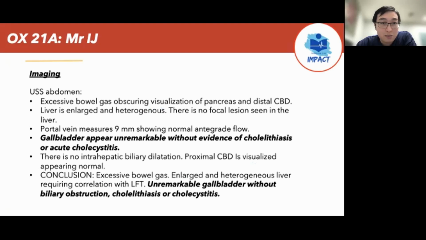Because the most common cause is gallstones, ultrasound abdomen is a must for all patients with pancreatitis. And we find no stones and no evidence of acute cholecystitis. So unremarkable gallbladder, no biliary obstruction, cholelithiasis or cholecystitis. All right, so can someone offer a provisional diagnosis of what might have caused the acute pancreatitis?